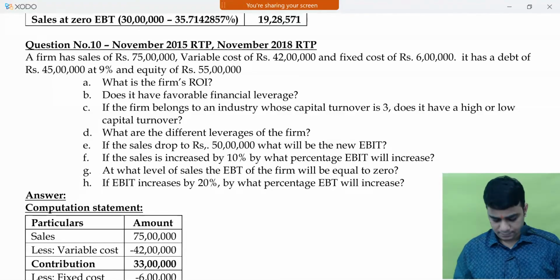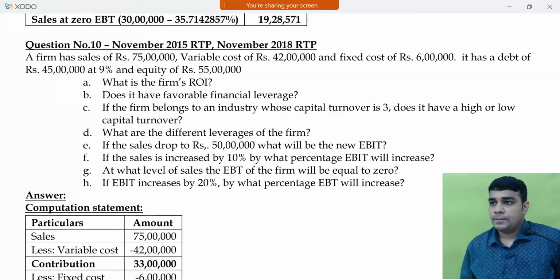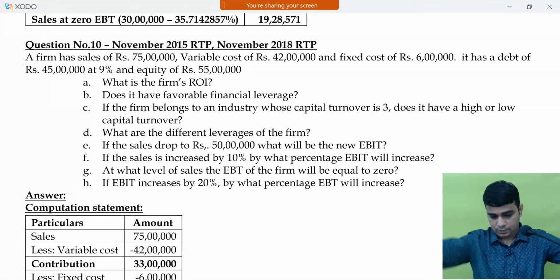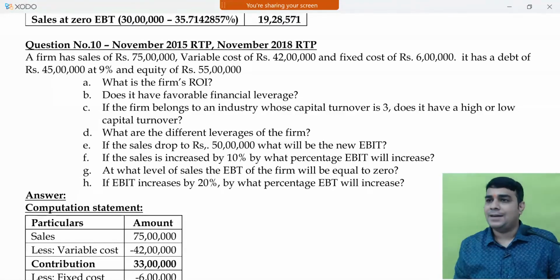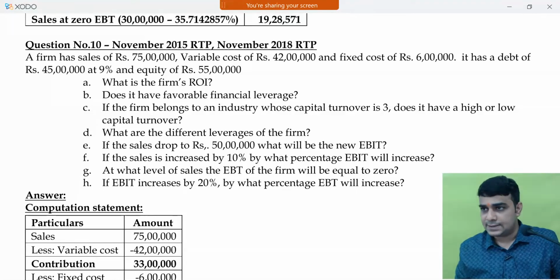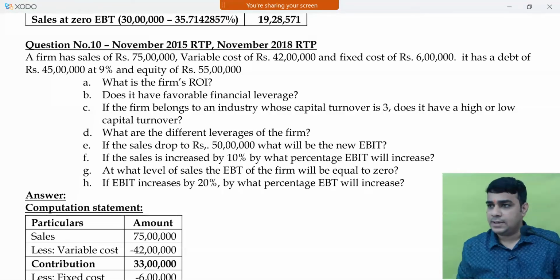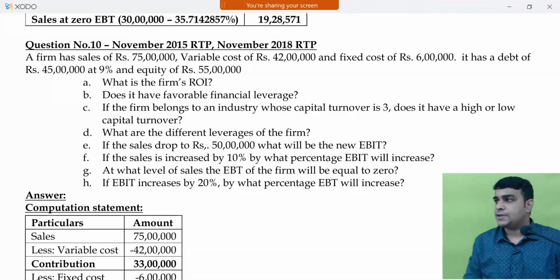Go through question 10. Okay, this is a problem where multiple concepts are tested. They have asked for multiple items. I don't see tax data in the question, so I'm going to stop my income statement at EBT. I can proceed forward also if I assume a tax rate. You can assume a tax rate and proceed forward as well.